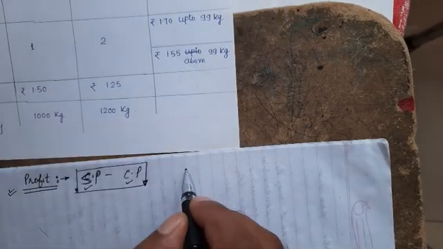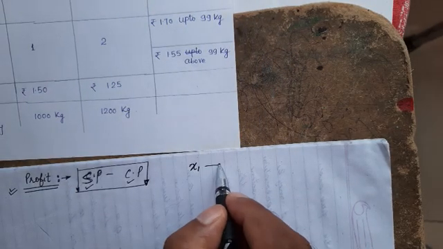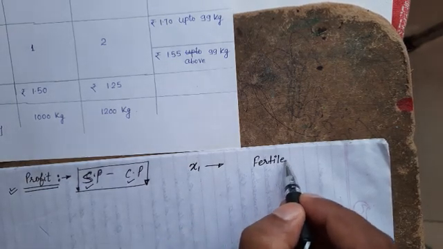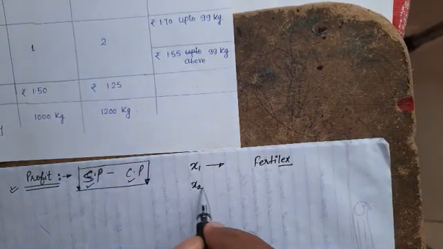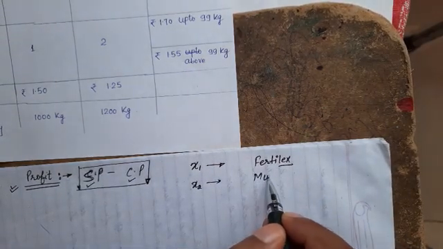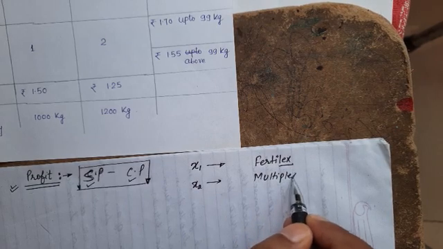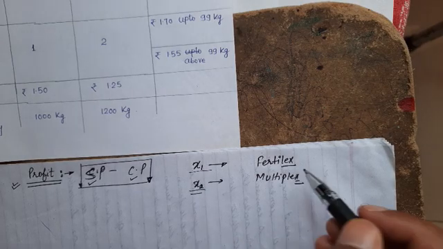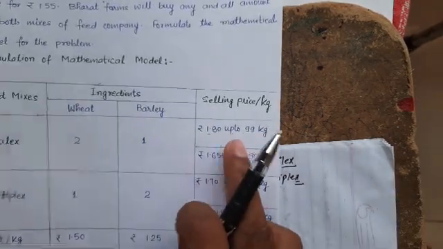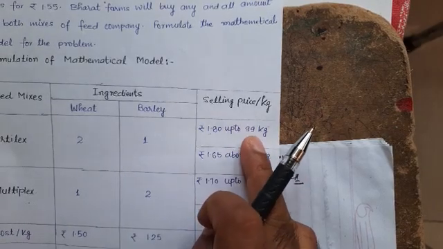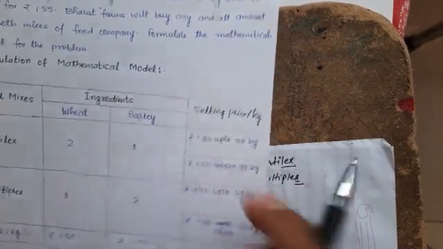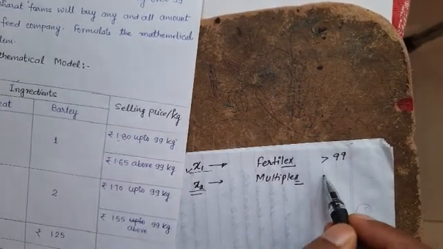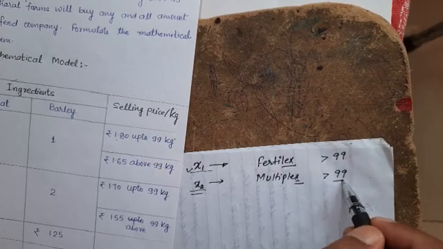So let us assume, let x1 be the quantity of the Fertilex and x2 be the quantity of the Multiplex. So x1 and x2 are the quantities. And in the question it is also given that 99 has a different cost, so these particular values x1 and x2 should always be greater than 99.